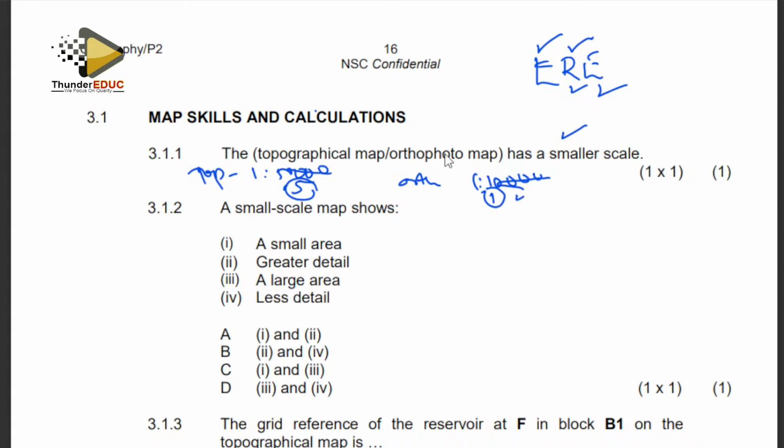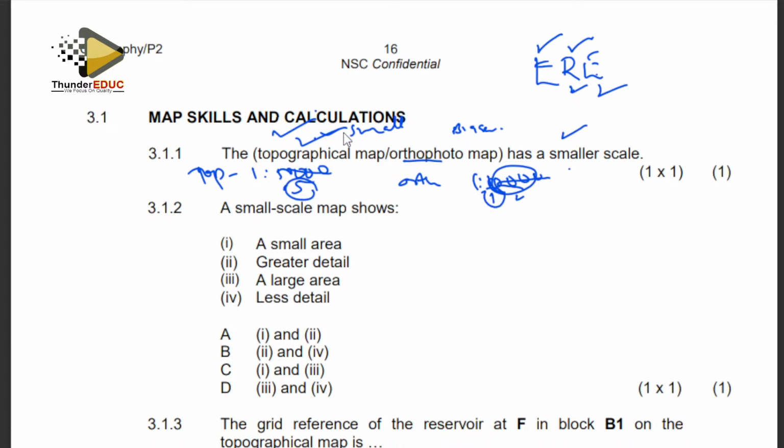Remember, this orthophoto map is coming from that small section on the topographic map. That means it has been enlarged. Because it has been enlarged, the scale is now reducing. That's why it is 10,000. Because this one is covering a much bigger area, that's why the scale is like that. Depending on the area it covers, that is the scale we use. So the topographic map that has a bigger number, which is 50,000, is a smaller scale. Whereas this one that has a smaller number has a bigger scale. I hope that is clear. So the answer here is topographic.